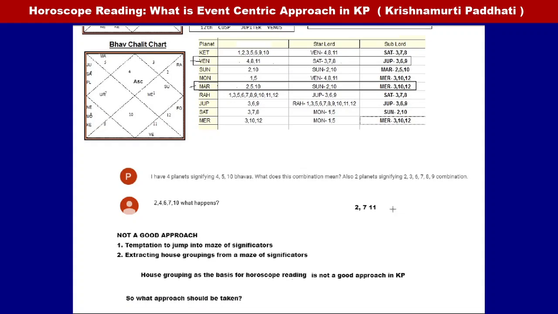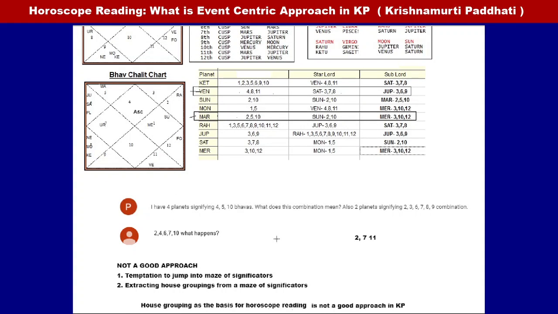So jumping into this house grouping and making that the basis for horoscope reading is not a good approach in KP. There is always a temptation, even when you are looking at your own horoscope. Let's say this is your horoscope and you are looking at Rahu Saturn period, then immediately you try to look at these significations and the Saturn signification, and then you try to combine all these things and create all kinds of weird combinations, and then you end up getting confused.